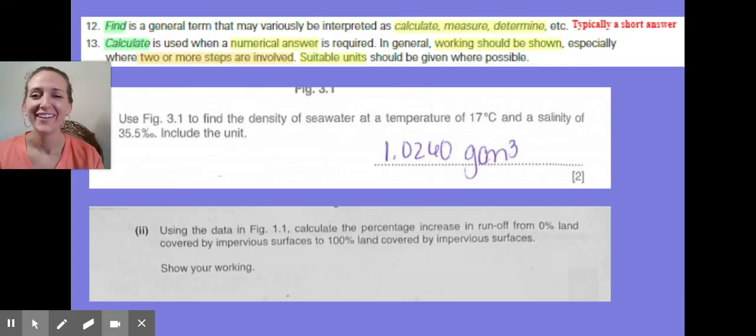She's only 3. But that's your unit, grams per cubic centimeter. And it's worth 2 marks. So 1 mark for the answer, 1 mark for the unit. And then a calculate question. When you need a numerical answer, you should be showing your working. It's not just something you're going to get really simply.